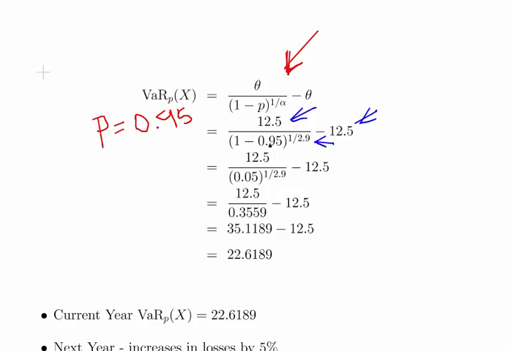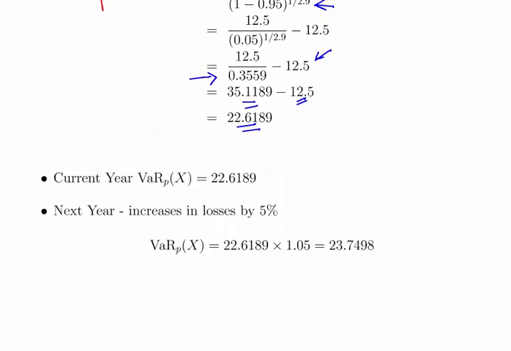So 1 minus 0.95 is 0.05. And we get the power of that to the power of 1 over 2.9. That turns out to be 0.3559. Then 12.5 divided by 0.3559, and then we subtract 12.5, and that should work out to be 22.6189. So that's the current year's VaR.